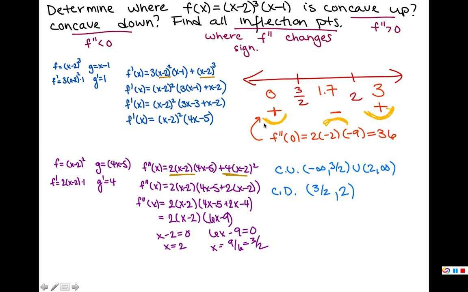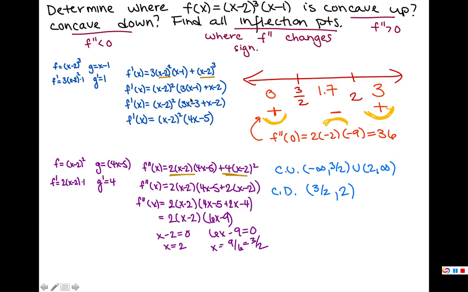The positives tell me the graph is concave up, upward curvature. The negative tells me it's concave down. And so I've written down in blue my answer to the first two questions. Where is it concave up? That would be -infinity to 3/2, 2 to infinity. Where is it concave down? That's going to be 3/2 to 2.